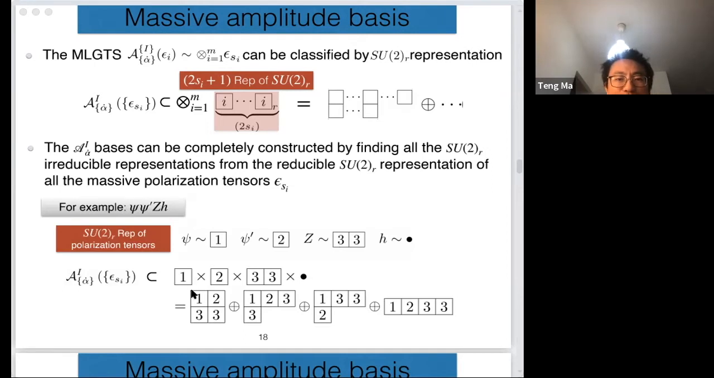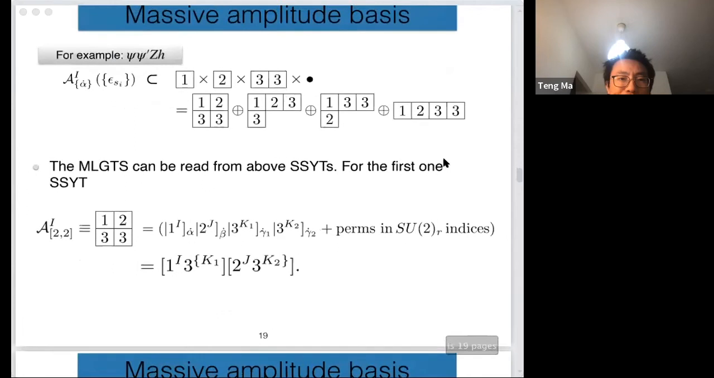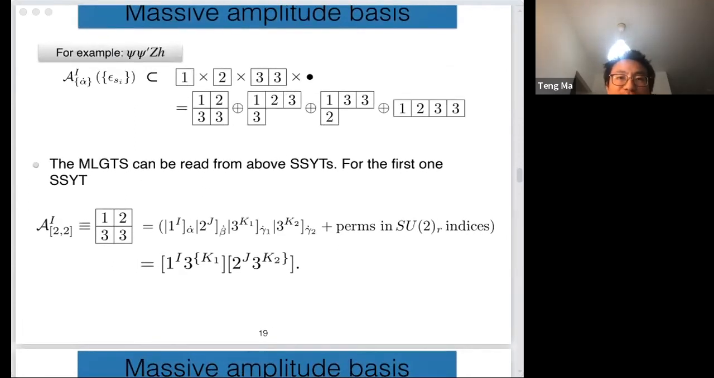Then we can decompose the outer product of this. The dot is a singlet, since the H is a scalar, so its polarization tensor is trivial. Then we can decompose the outer product of this SU(2)_R representation and get a full irreducible SU(2)_R representation. This full representation corresponds to four complete A bases. The A bases can be easily read out from this Young tableau according to the permutation symmetry of these SU(2)_R indices.